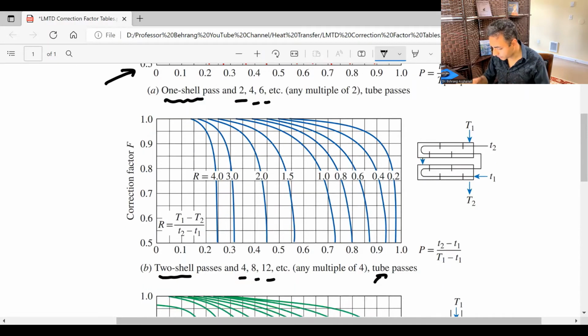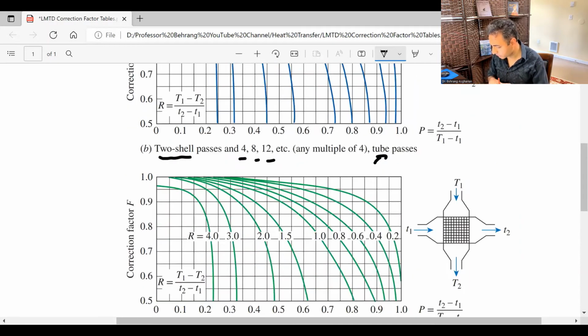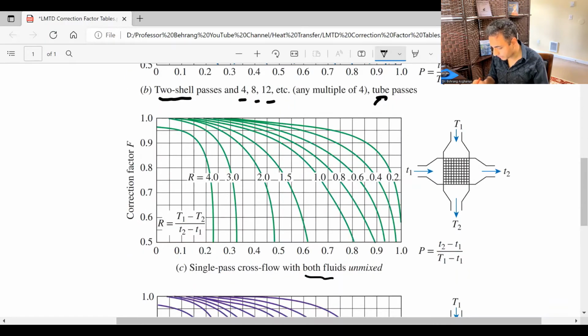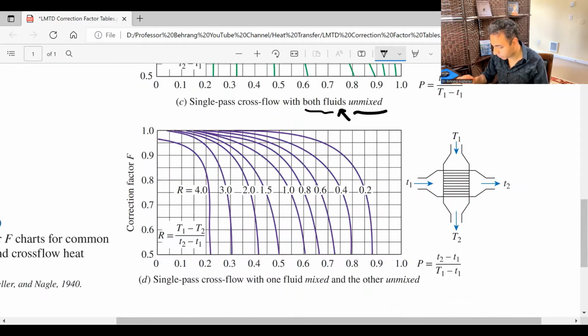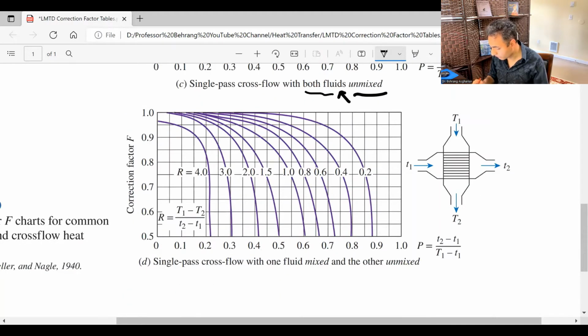And there are other cases such as the cross-flow heat exchanger, where you have both fluids unmixed, and you can have a cross-flow heat exchanger with one of the fluids mixed and one of them unmixed. So all these cases you can deal with. And what are mixed and unmixed? That's not part of the discussion for this video. That's a different story. We are focusing on LMTD.